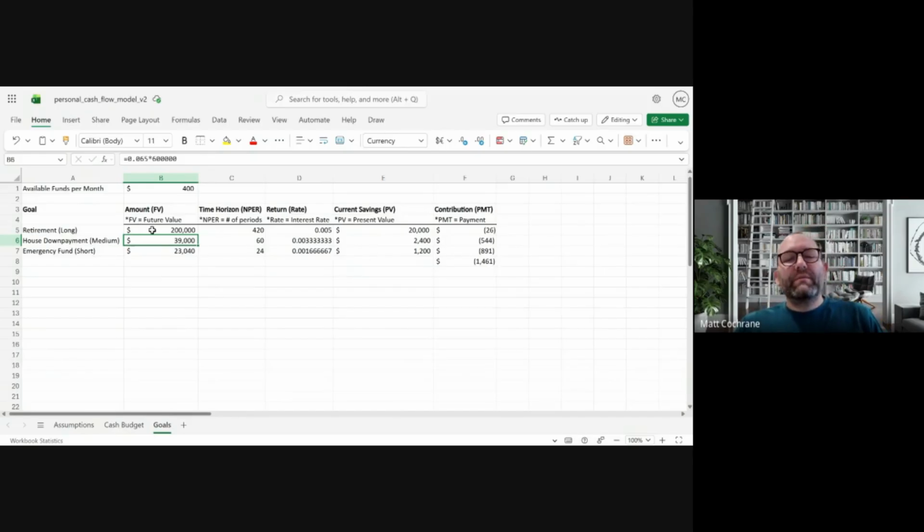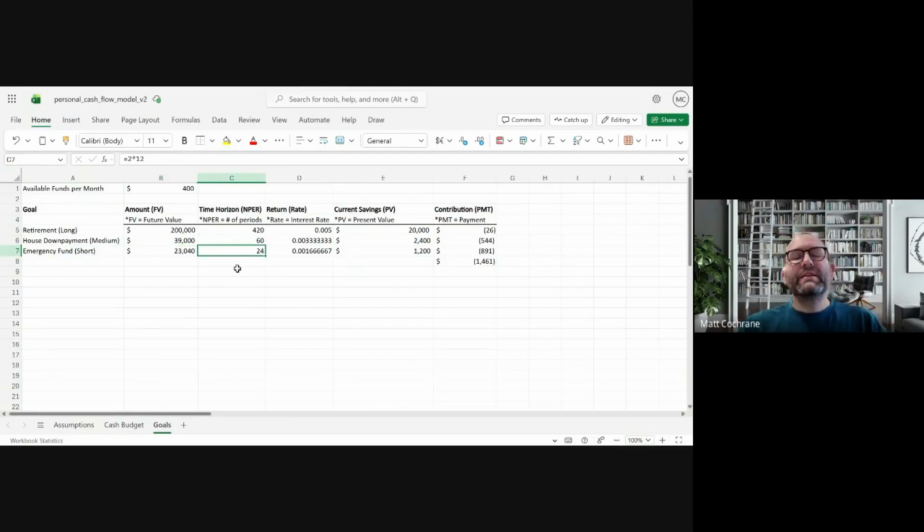Now, because of the number of periods, we can make adjustments to retirement, but it's not going to make a huge difference. Where's the big difference? It's going to be here for the emergency funds. And why is that? Well, it's because we only have a short amount of time here, 24 months, and we have a low interest rate to be able to accomplish that goal.